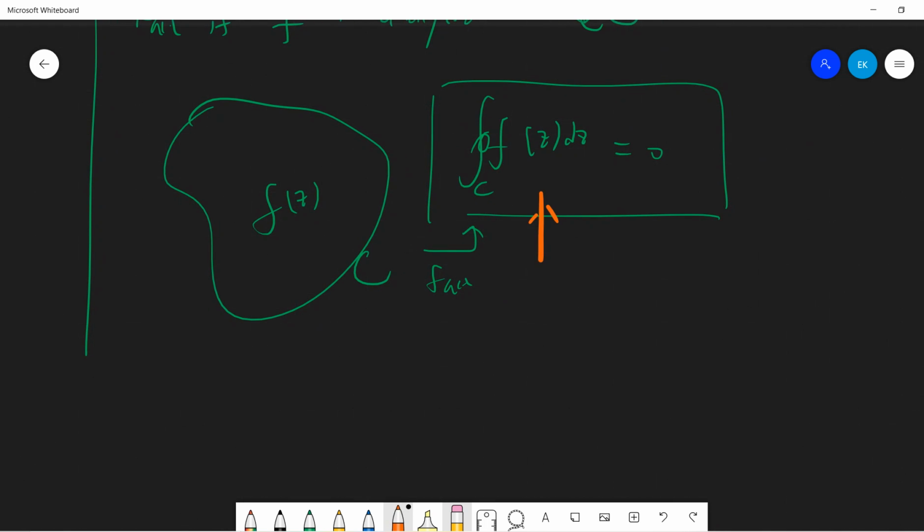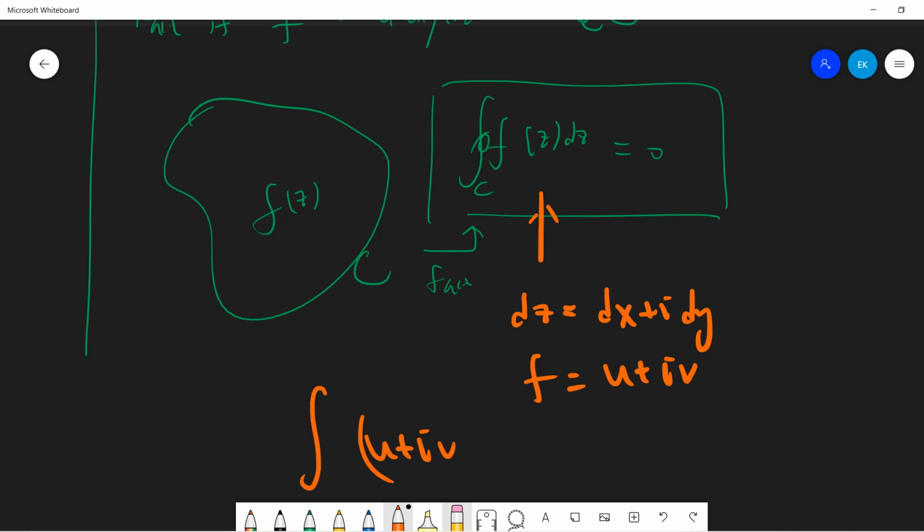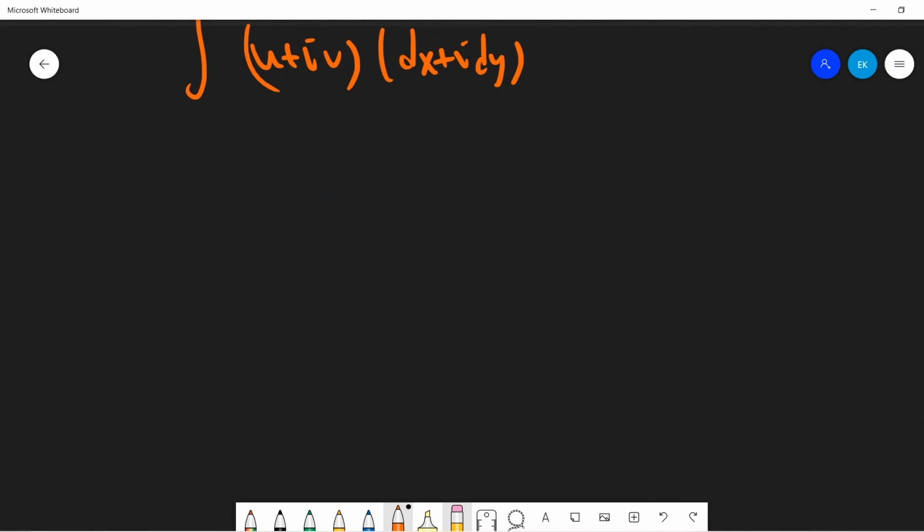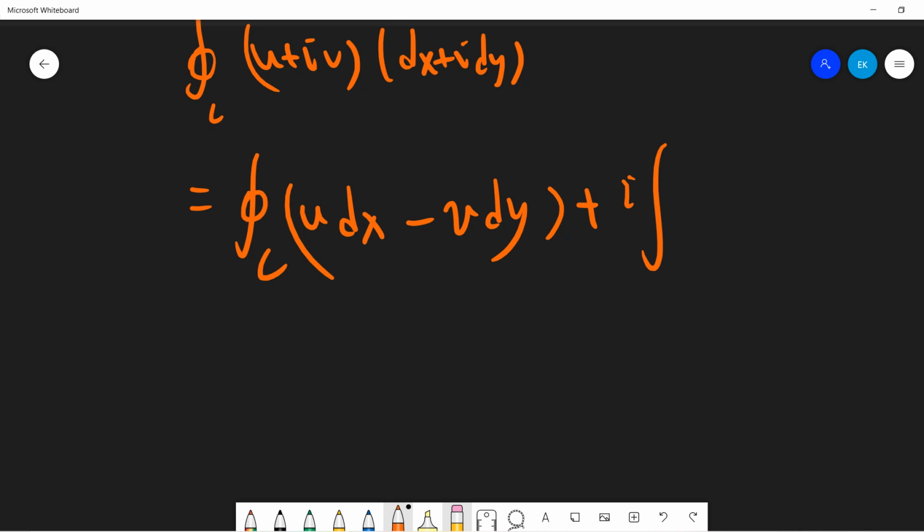And the reason is that one can just write dz as dx plus i dy, and f as u plus iv. So this will be just (u plus iv)(dx plus i dy). If you write it out along C, then you will get u dx minus v dy plus i times (u dy plus v dx). And one can solve this by using a formula. Basically, it's Green's theorem.